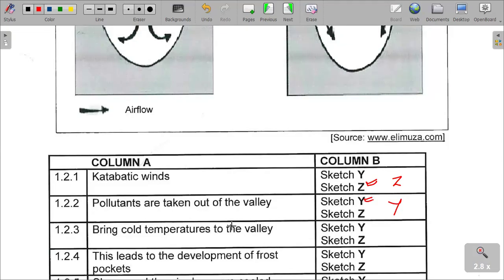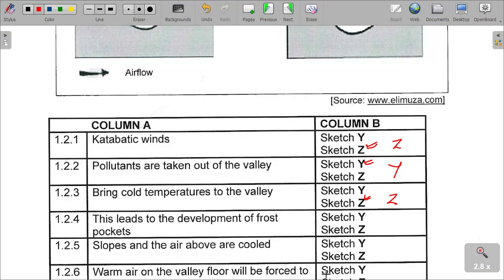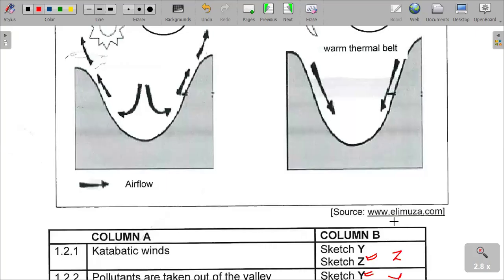Bring cold temperatures to the valley. It means the wind must be blowing into the valley. The wind must be downstream, which can bring cold temperatures to the valley. Hence, it is Z. And then this leads to development of frosty pockets. Hence, again, it should be winds that are entering into the valley, leading to the formation of frosty pockets. It is Z again.